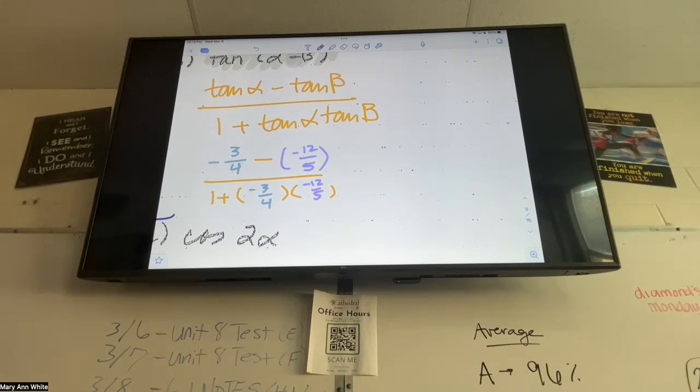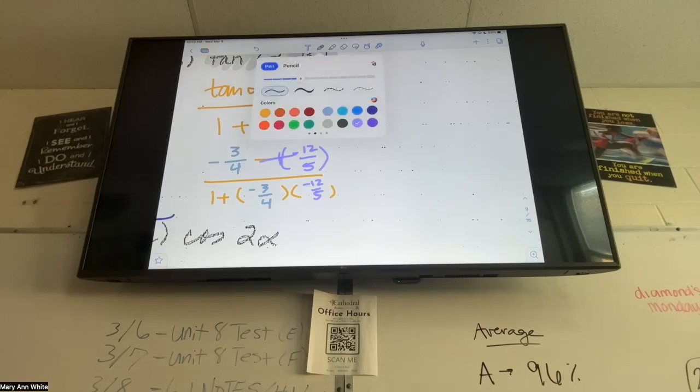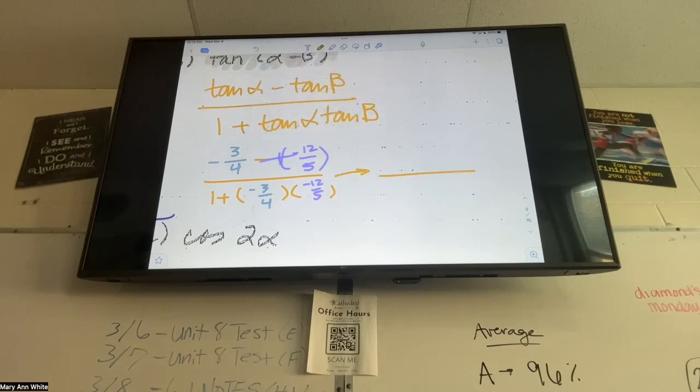I added some parentheses in the numerator because I've got 2 negatives, so I would like to combine those to be a positive. On the bottom, you can just multiply those 2 fractions together, so I get 1 plus 36 over 20. But on top, we should get like denominators, right? So let's multiply by 4 on top and bottom on the second fraction and 5 on top and bottom of my first fraction.